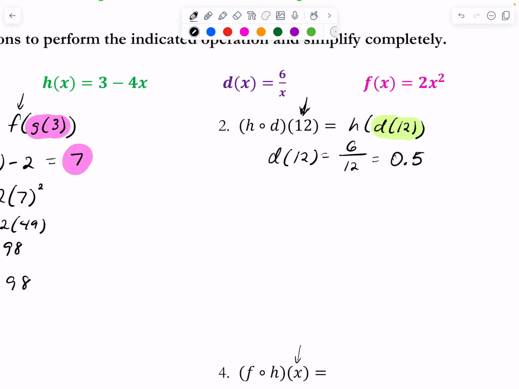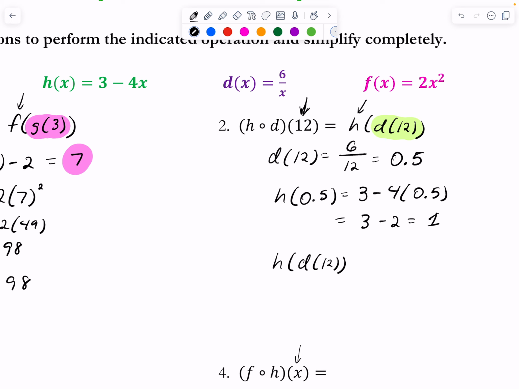Again, that's not the answer, but that is now what I'm plugging into that h of x function. So h of 0.5 is going to be 3 minus 4 times 0.5. Half of 4 is going to be 2. 3 minus 2 is 1. So h of d of 12 is the same as 1.